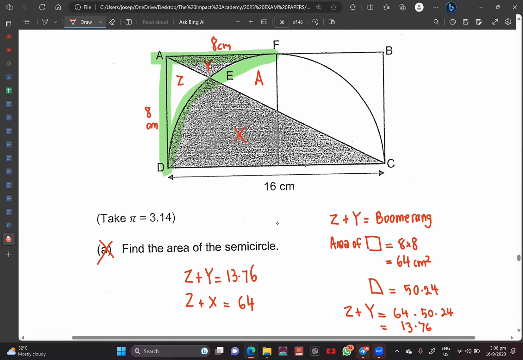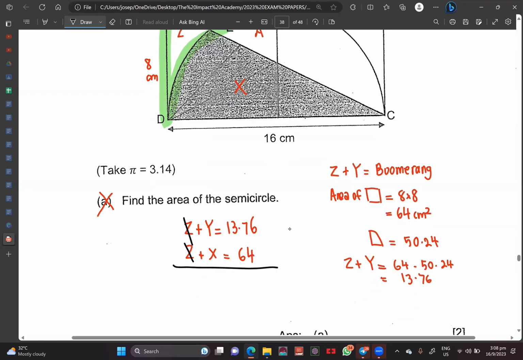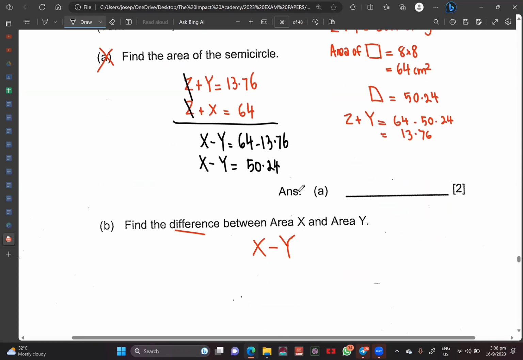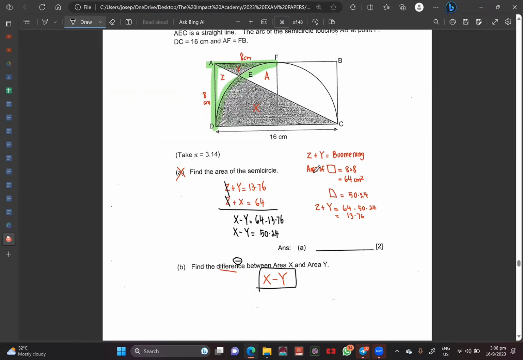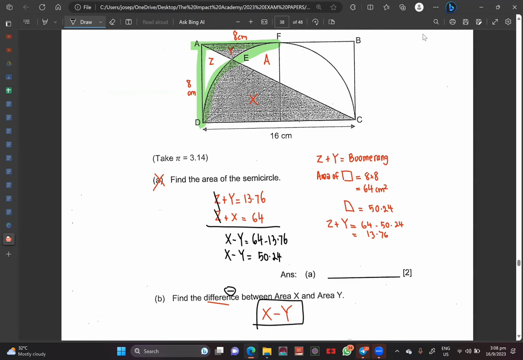Now, you can see over here that Z and Z are the same, so we are going to cancel Z. Make sense? From here we know already that X minus Y. Why is it X minus Y, not Y minus X? Because X is bigger. It equals 64 minus 13.76. So X minus Y is actually equal to 50.24. Therefore, my answer for part B has to be 50.24, because the difference means minus. So what they want us to find is basically this. I hope this video gives you the clarity that you need to solve a question like this.